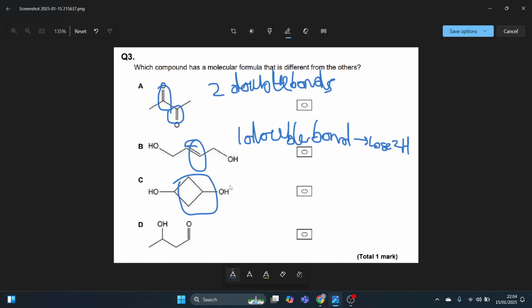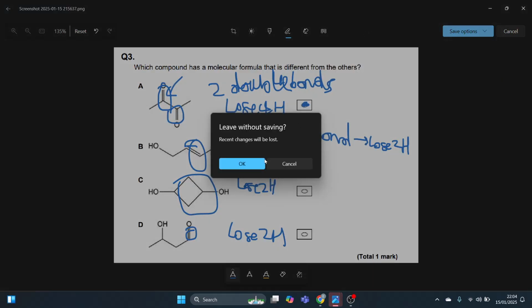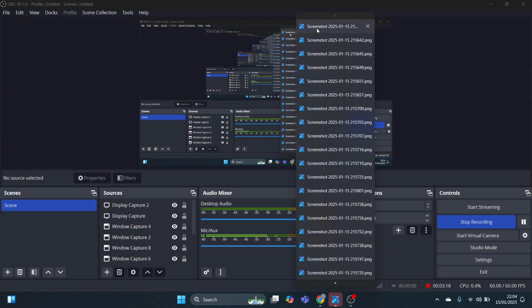In this case, you have this cyclic structure, and you're also going to lose 2 hydrogens. And in this case, you've got 1 double bond, therefore you're going to lose 2 hydrogens. Whereas if you look at this one, that's got 2 double bonds, therefore you're going to lose 4 hydrogens. Therefore, A is going to have a molecular formula that's different from the others. That was just a bit of a tricky question.